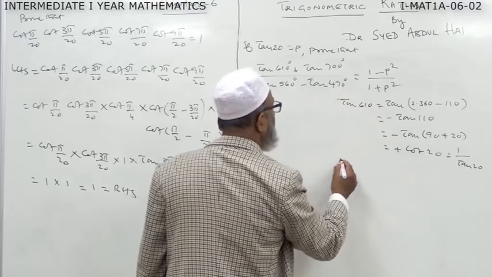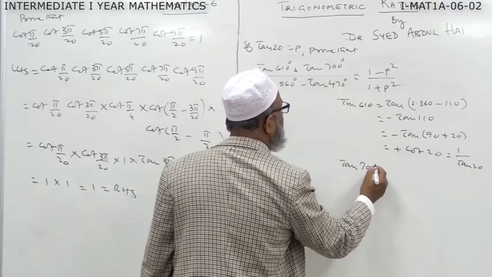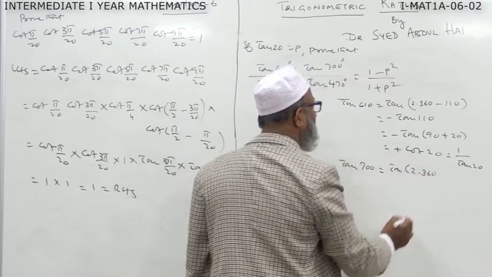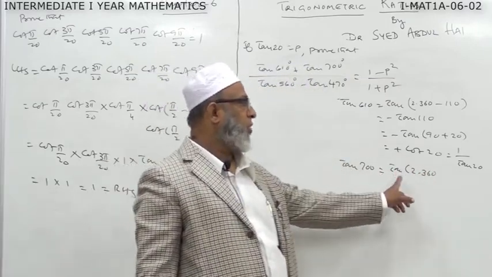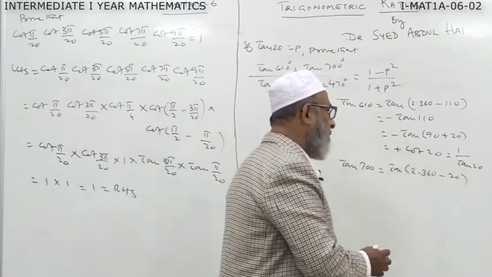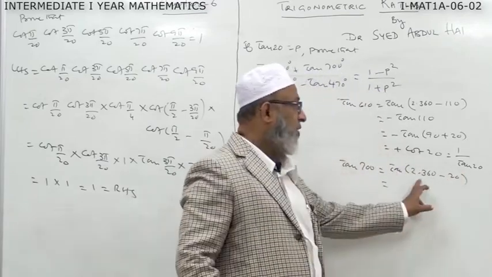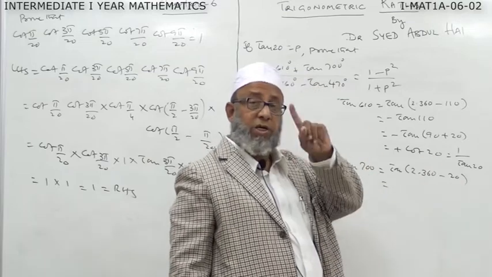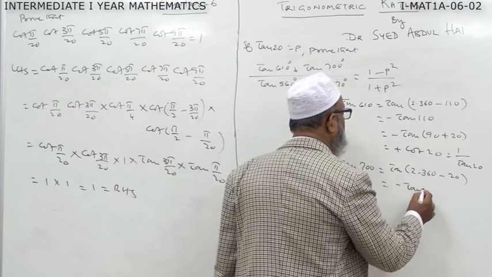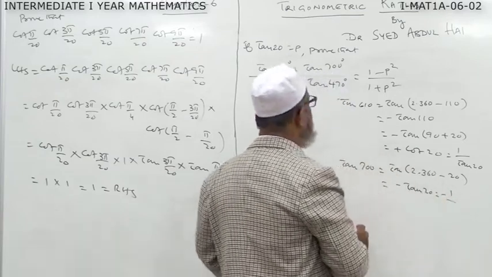Then the second value. Tan 700 is equal to tan of 2 into 360, how much? 2 into 360 is 720. 720 minus 20 is 700. Again, tan of 360 minus theta. Which quadrant? Fourth quadrant, all silver teacups. Tan is negative, that is minus tan 20. Tan 20 can be written as 1 by cot 20.